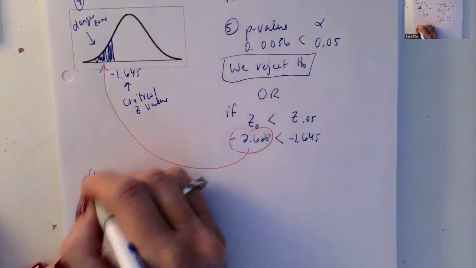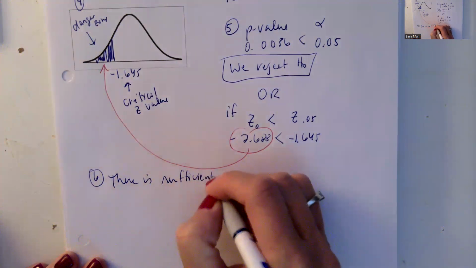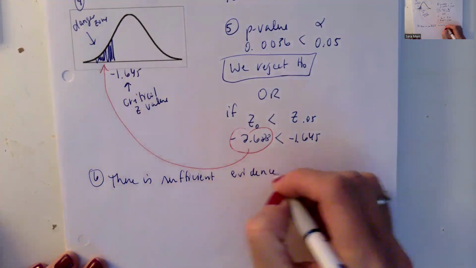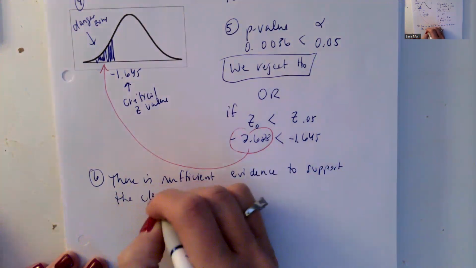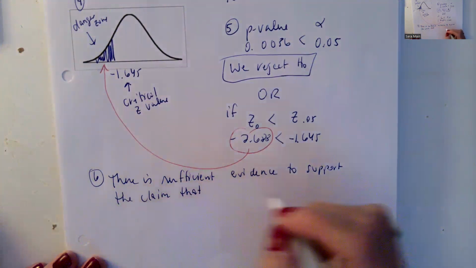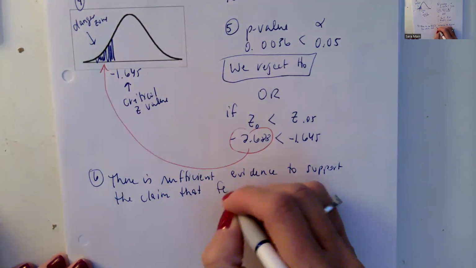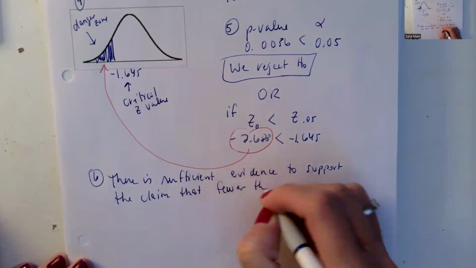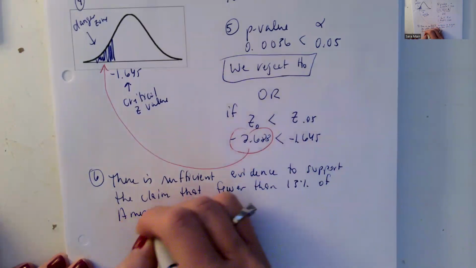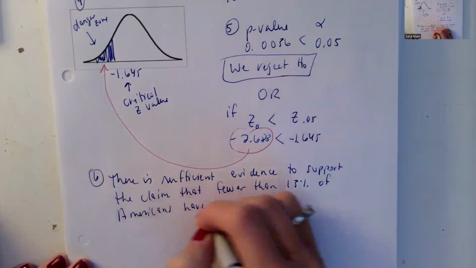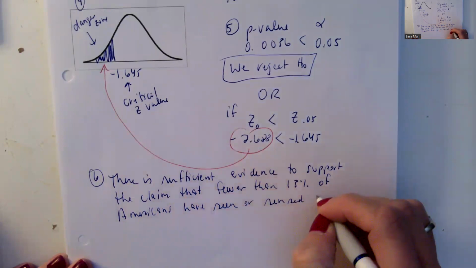So that means step 6 says there is sufficient evidence to support the claim that fewer than 13% of Americans have seen or sensed an angel.